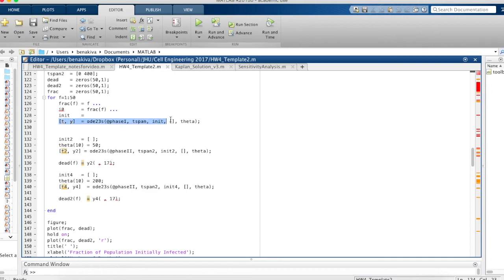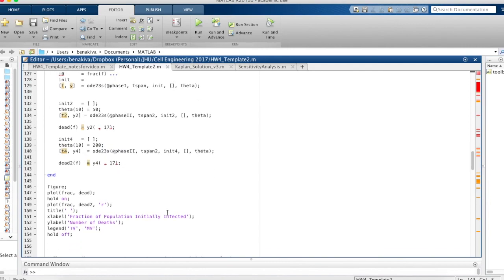Initially, you first want to solve for phase 1, and you don't need to store these values. This is just to get your initial conditions for phase 2. And then here, you're going to solve for phase 2 with TV, and then here you're going to solve for phase 2 with MV, and this should be really similar to what you did above. And then here you can plot both, and you should get something very similar to figure 2a.